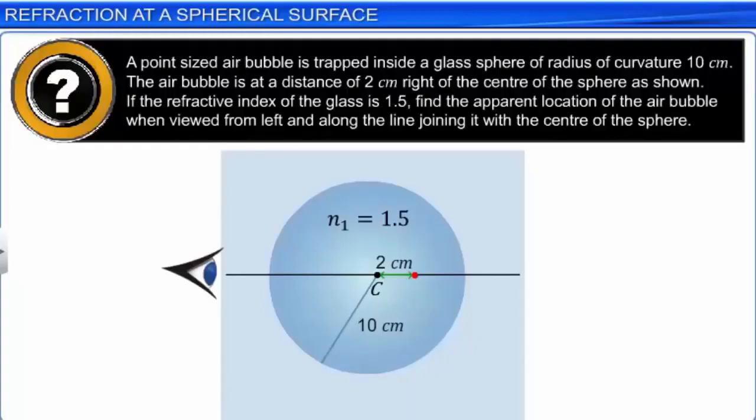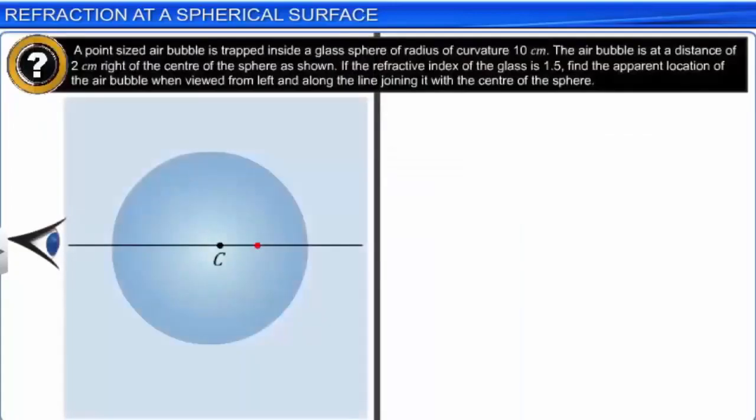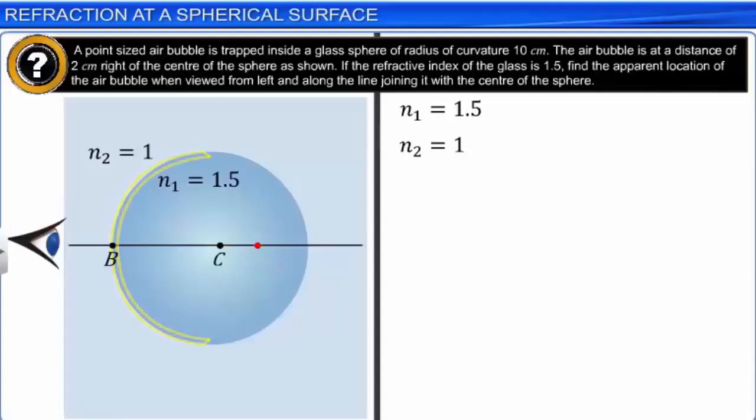Solution: the refractive index of the medium in which the point object is present, N1, is equal to 1.5. Since the other medium is air, N2 is equal to 1. Let B be the point of intersection of the principal axis and the spherical surface that lies in the direction of the viewer. All the measurements are to be made from B.